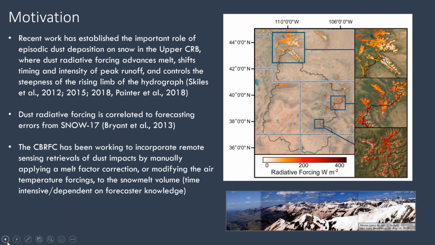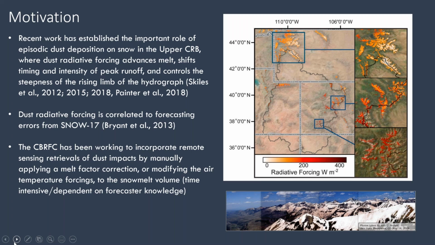So in addition to just general energy balance, the Colorado River Basin headwaters have a specific problem that other snow-dominated watersheds might not have, and that's dust on snow. Recent work has established that episodic dust deposition is really critical in this watershed. Dust radiative forcing advances melt, shifts timing and intensity of peak runoff, and controls the steepness of the rising limb of the hydrograph. And we've been able to correlate forecast errors from Snow 17 to dust radiative forcing. That just points to the fact that we really need to update these methods.